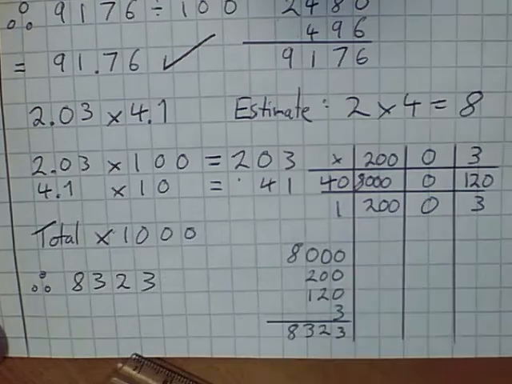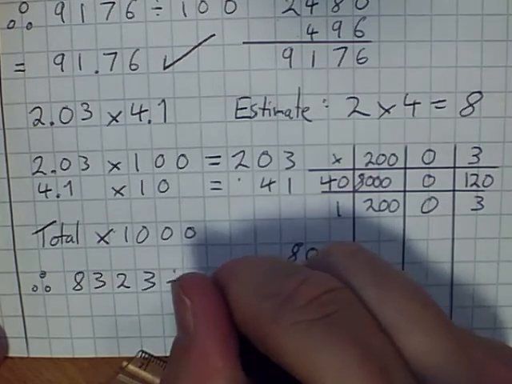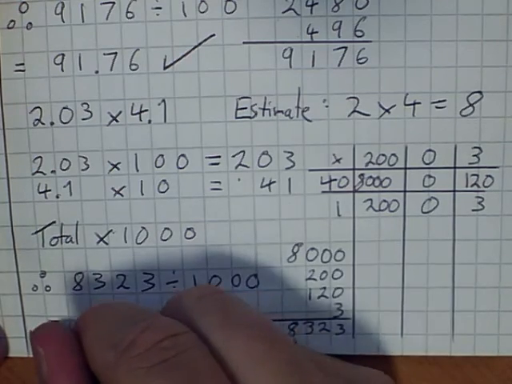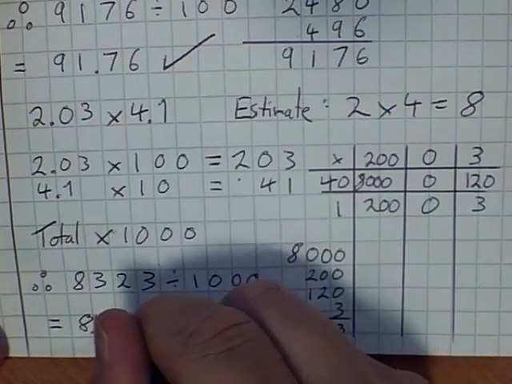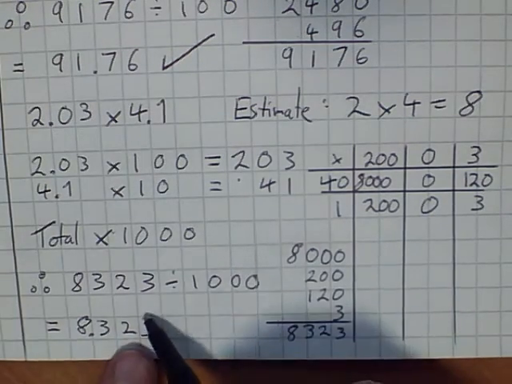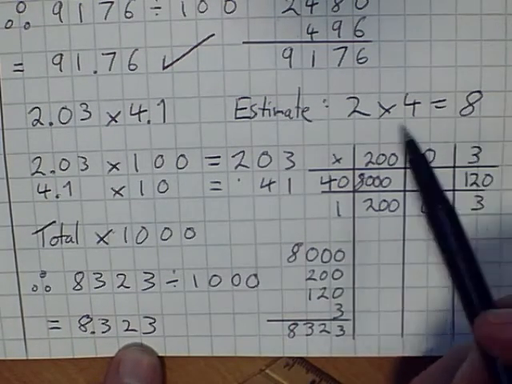So 8,323. Now remember, it's times 1,000, so I'm going to do therefore 8,323 divided by 1,000 equals 8.323. And that's my answer. Check it against my estimate. Is it roughly 8? Yes, it is.